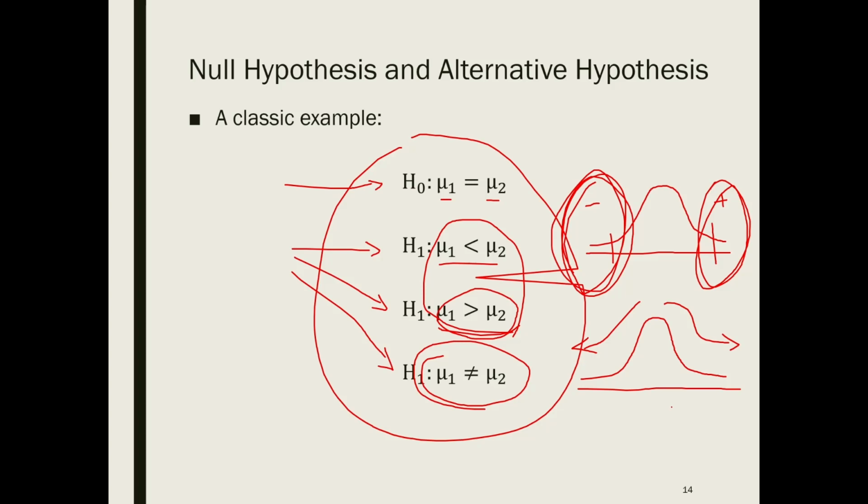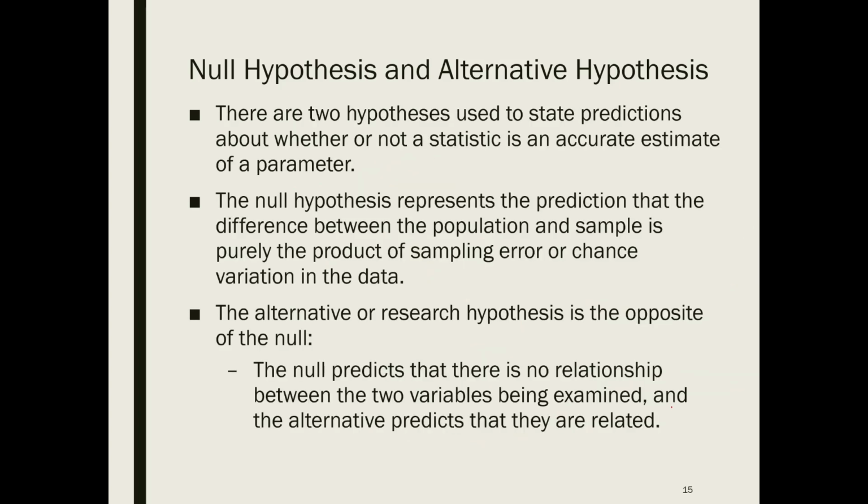We'll cover this one more time in detail when we're talking about the t-test or other things. Okay. So again, there are two hypotheses used to state the predictions about whether or not a statistic is an accurate estimate of a parameter. A sample is an estimate of a population, right?